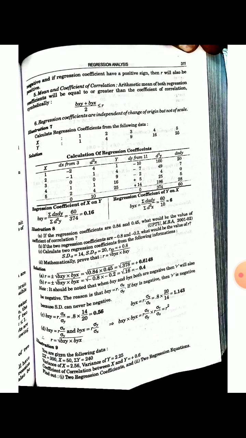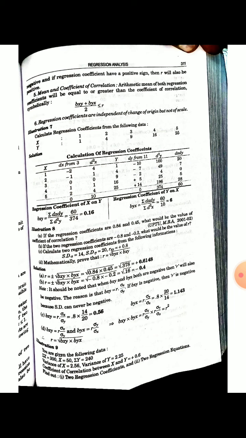R will be equal to under root bxy into byx, which will be 0.84 into 0.45, which is given in the question, the regression coefficients of x on y and y on x. So the calculated value will be under root 0.378, and by taking out the root of 0.378, we will get positive 0.6148.